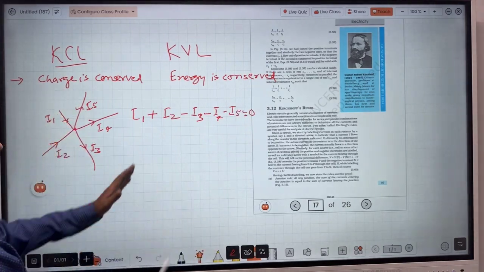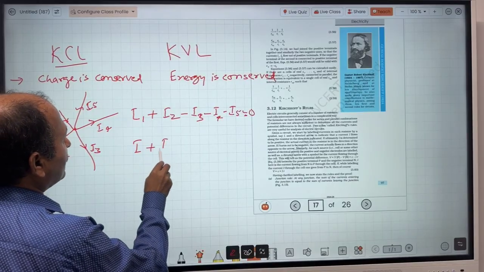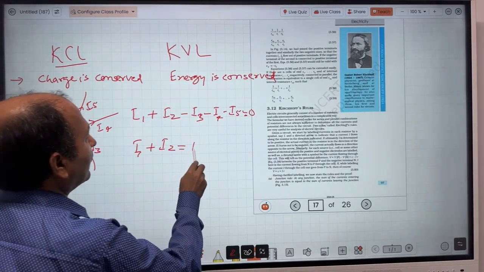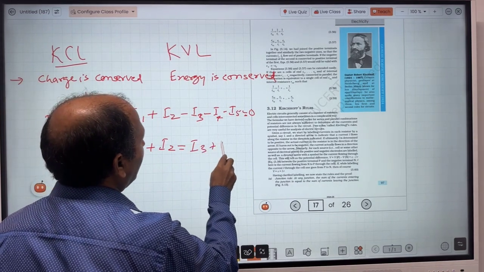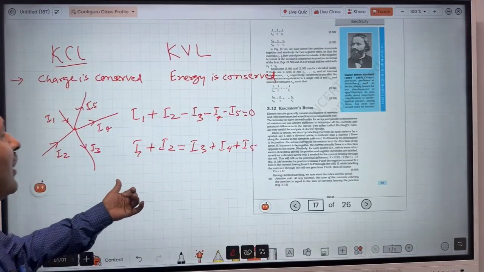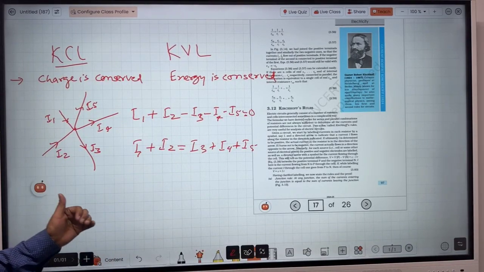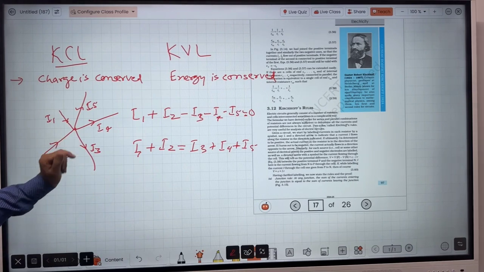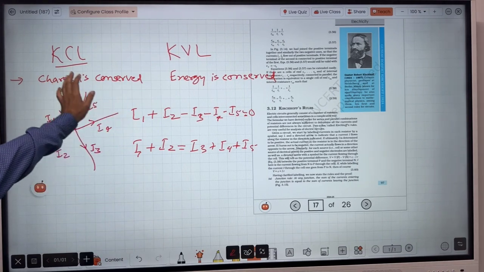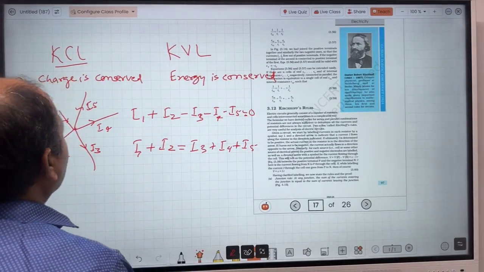What do you get from here? You can take these three to the other side, so I1 plus I2, the sum of incoming currents, equal to I3 plus I4 plus I5. So you can also say that the sum of incoming currents is equal to the sum of outgoing currents. So there is no accumulation of charge at any point. So this is KCL, Kirchhoff's law of current, right?